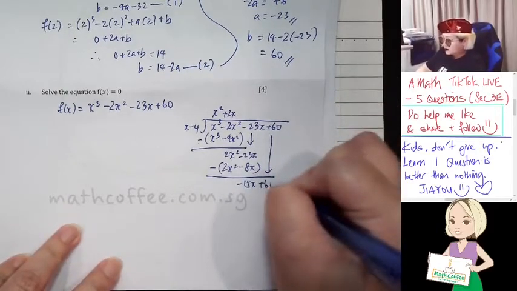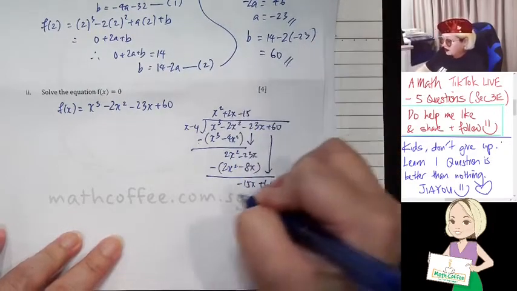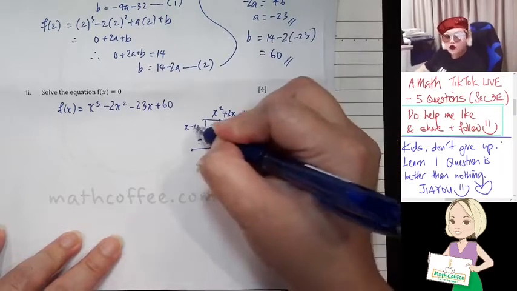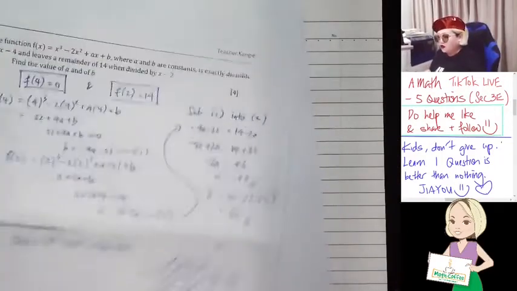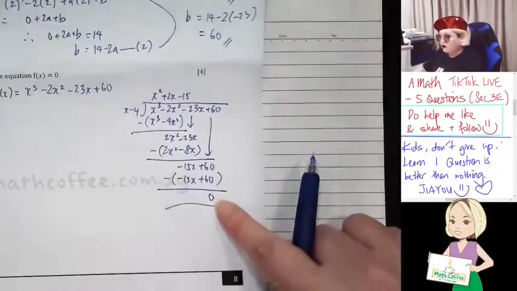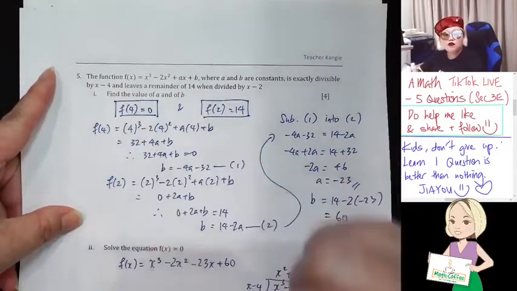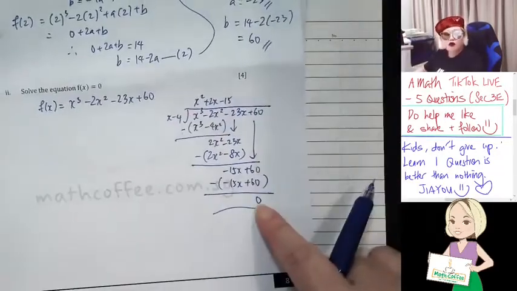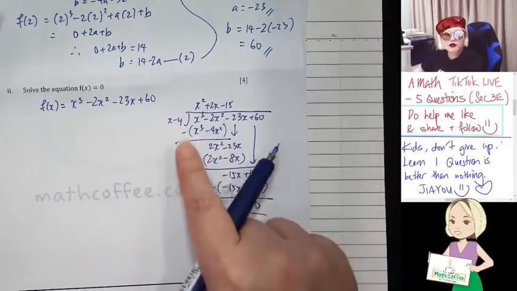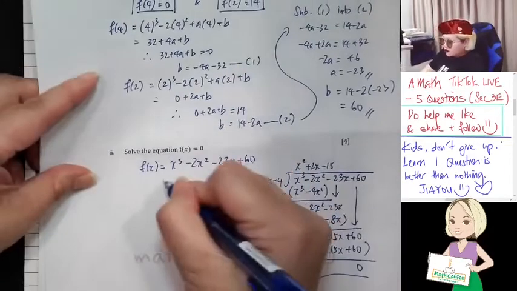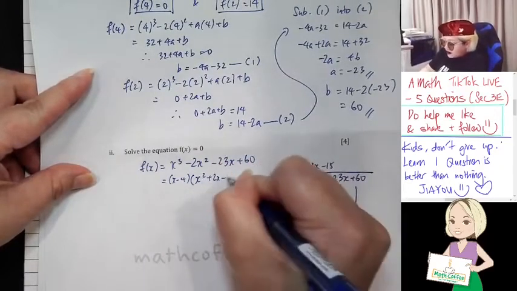Bring down plus 60. So what times x gives me minus 15x? Minus 15. So I get minus 15x. Minus 15 times minus 4 plus 60. Minus and 0. Kids, take note that you must have 0 as the remainder, because we know that x minus 4 is a factor. If it's a factor, it means 0 remainder. If you divide and you don't get a 0, it means there's an error in your long division. Please check. You must definitely get a 0 because x minus 4 is a factor. So this one factorizes to become x minus 4 and x squared plus 2x minus 15.